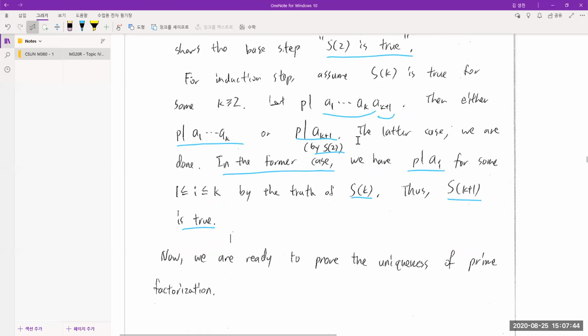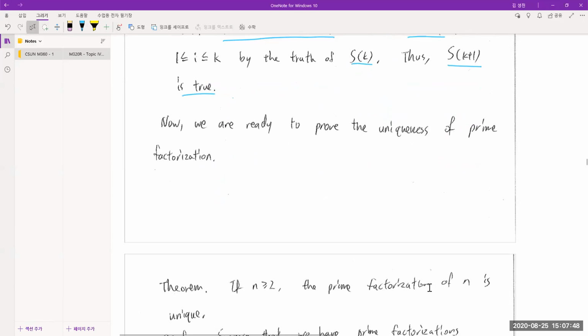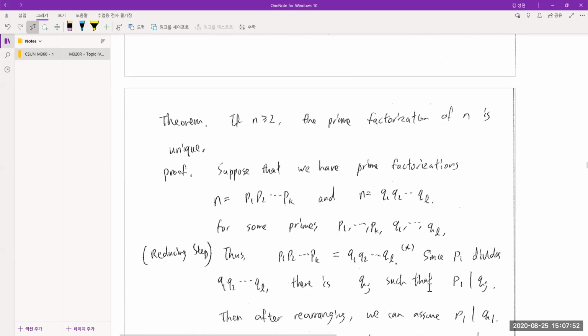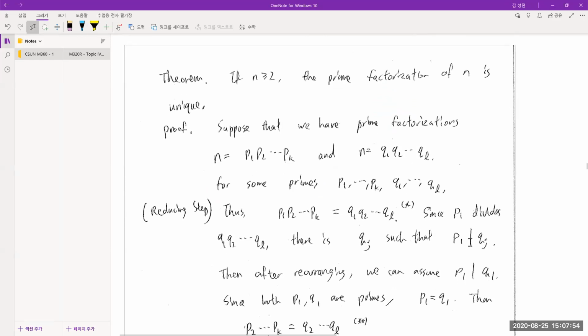So now we are ready to prove the uniqueness of prime factorization. This is a very nice argument. I want you to completely understand this argument. If n is greater than or equal to 2, then the prime factorization is unique.